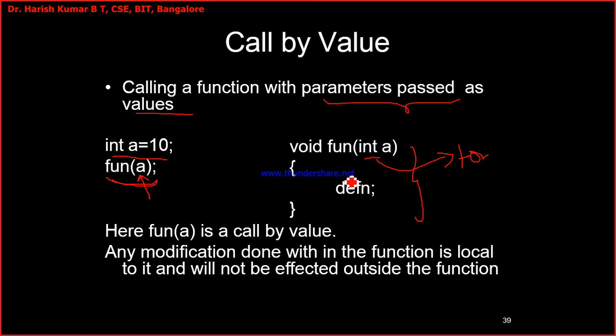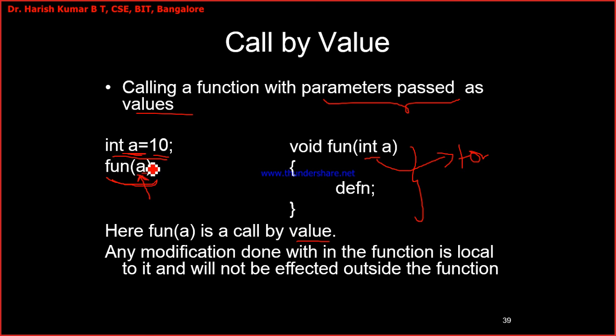Okay, next, and the definition goes here. Now what you are doing here, you're passing a normal integer variable assigned the value 10, and you're passing this value directly. Okay, this is passed by value. So function a is a call by value. So why call by value? Because you're directly passing the value. Any modification done in this function is local to it and will not be affected outside the function.